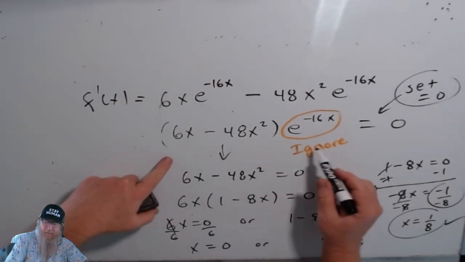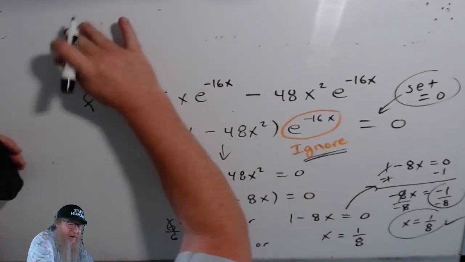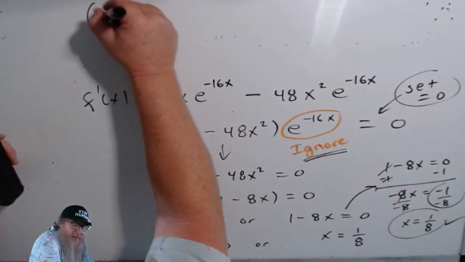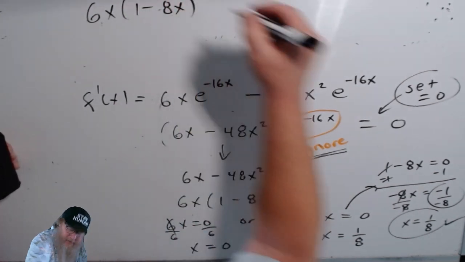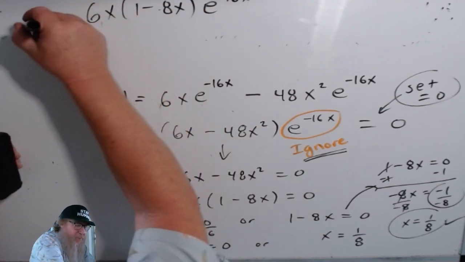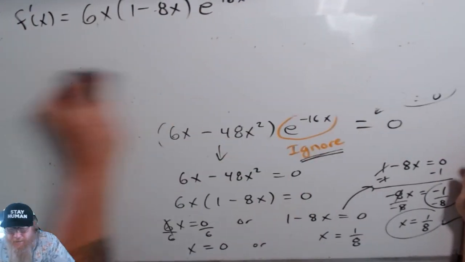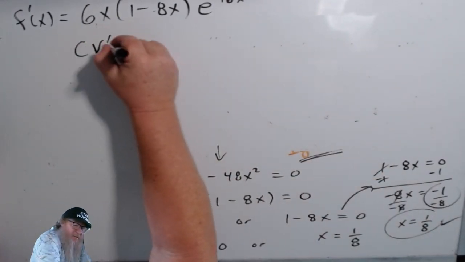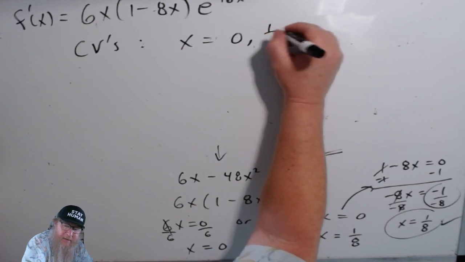Now I remember, ignore this, but don't forget about it. It's still there. So I've got 6x times 1 minus 8x times e to the -16x. That's my f prime. My critical values are x equals 0 and 1/8.